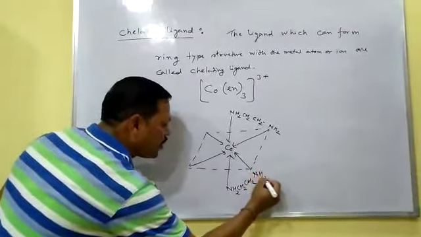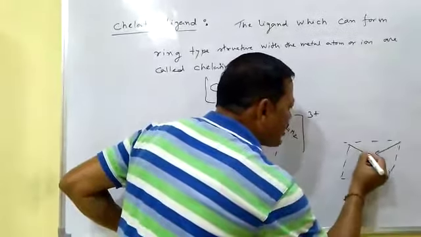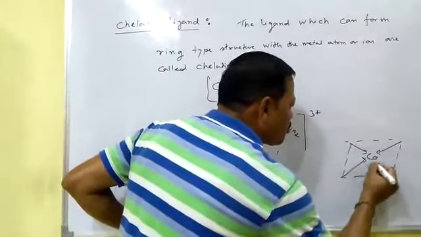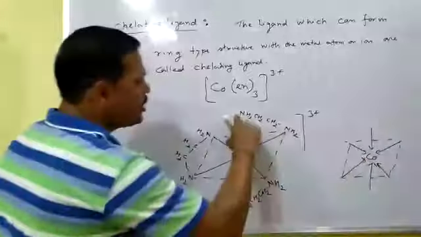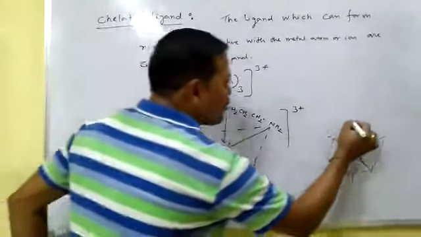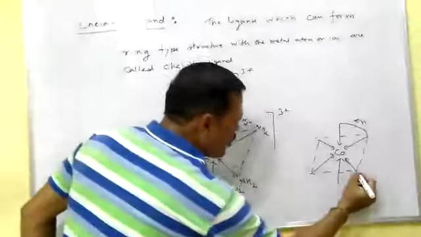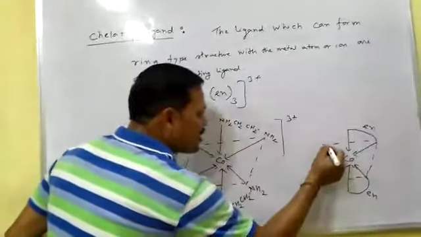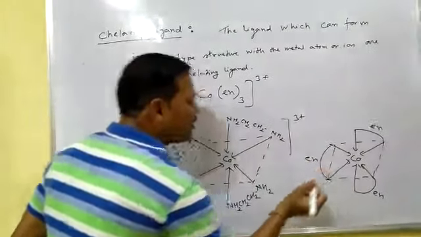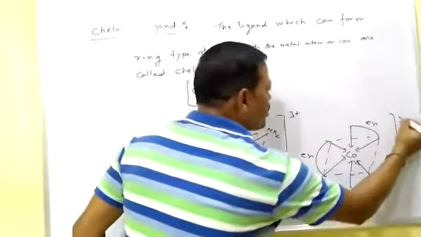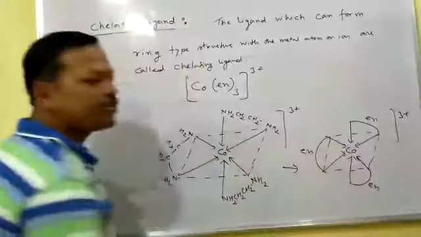Suppose this is cobalt, one bond like this, another bond like this, another bond like this. In short form you can draw it this way also. This is one EN, you can draw it like this. This is one EN, you can draw it like this. And this is one ethylene diamine, you can draw it like this. 3 plus. So you can draw it this way also.